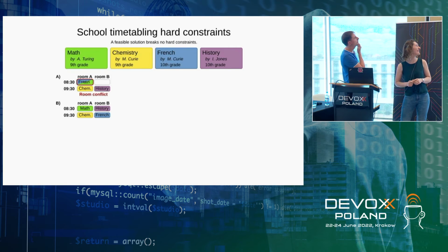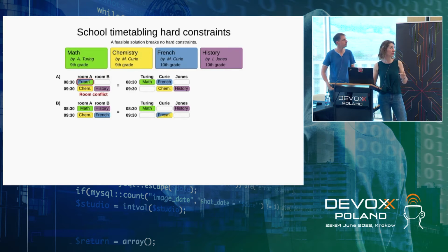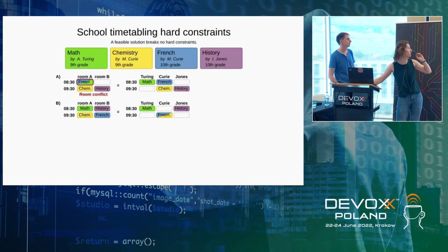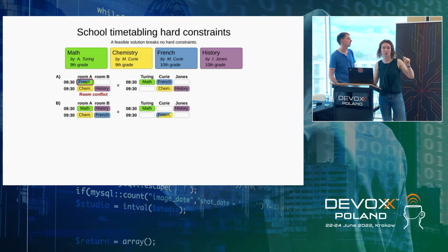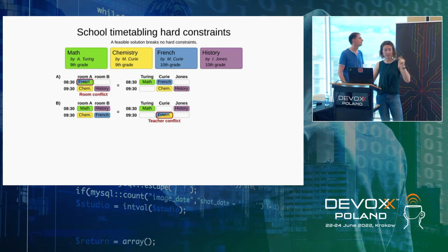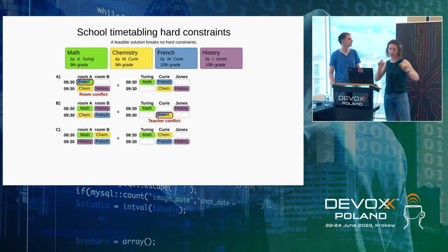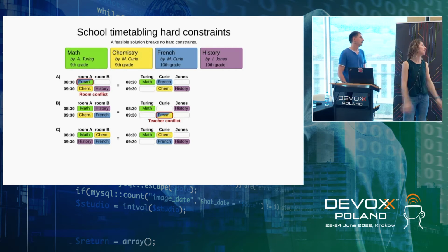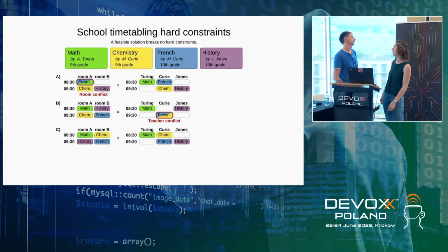Yeah, okay. Oh, yes. So chemistry and French are both being taught by Marie Curie, and we're scheduling those both at 9:30. Oh, yeah. If we go to the teacher's view, we will see that there is a teacher conflict. So Marie Curie is going to teach 2 lessons at the same time. Well, it's kind of impossible, right? And this will cause us a teacher conflict, right? So, okay, let's try another one. Let's just switch the history and chemistry, and it's going to work, right?